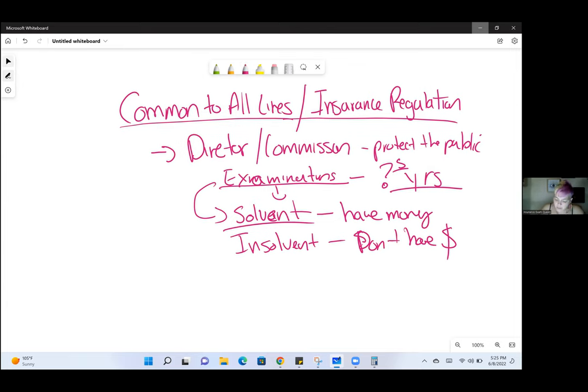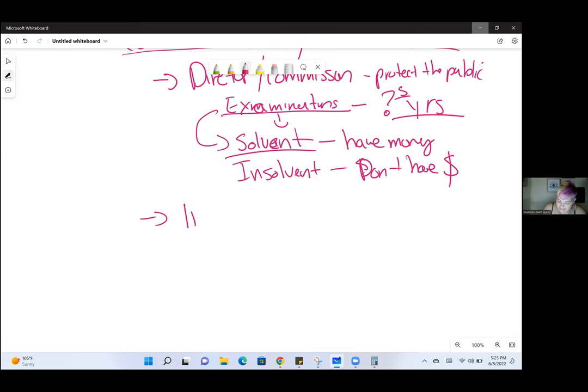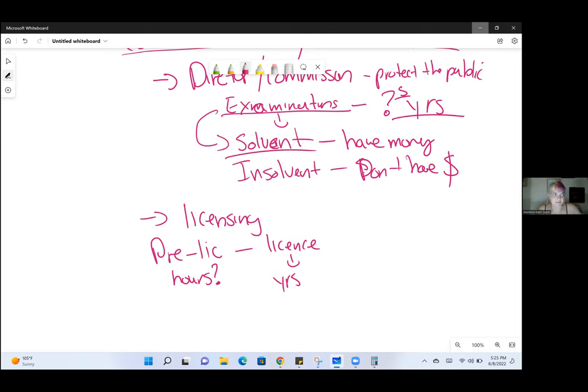Okay. Then you want to know the rules about licensing. So some of you have pre-licensing where you have to study for a certain number of hours before you're allowed to take the state exam. How many hours do you need for that? You need to know that. Then you want to know about the license itself. How many years is it good for? Is your license good for 2 years, 3 years? Every state is a little bit different.